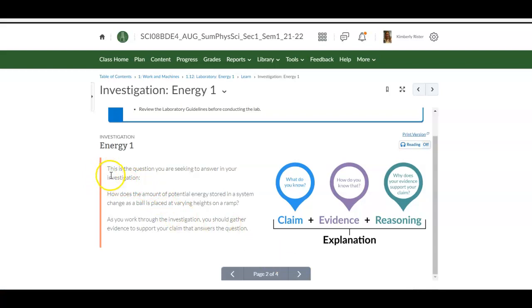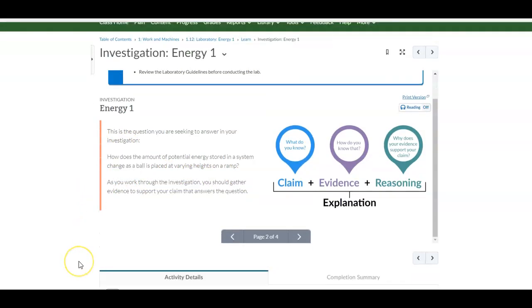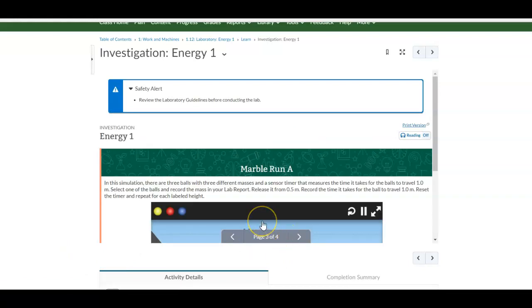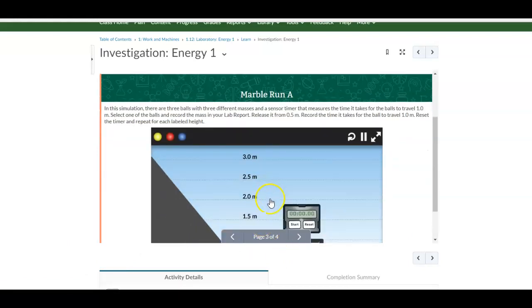It's the question that you are seeking to answer in your investigation. How does the amount of potential energy stored in a system change as a ball is placed at varying heights on a ramp? So as you work through the investigation, you should gather evidence to support your claim that answers this question. So here we go. This is Marble Run A.